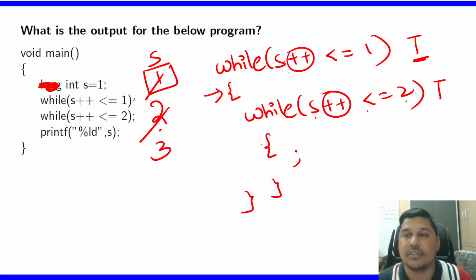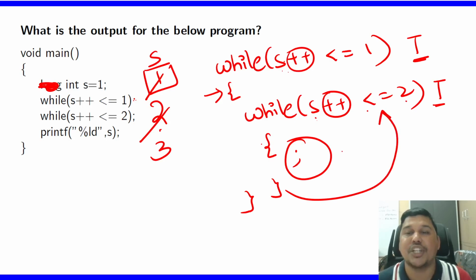Now enter the body. Is there anything to do here? Nothing. There is no statement to be executed. From here, go back to the condition again. Again, there is S plus plus less than or equal to 2. Again, this is post increment, I will do it later. What is S value? 3. 3 less than or equal to 2. The result is false.